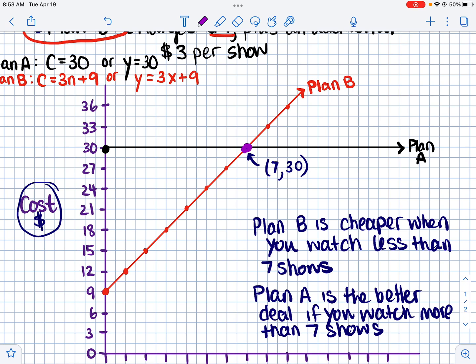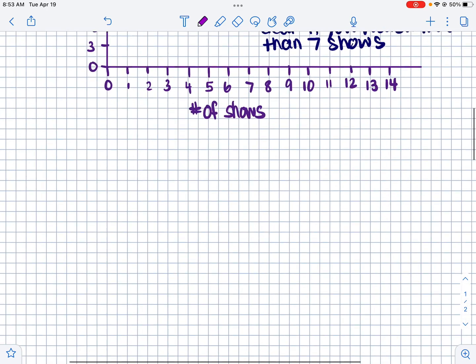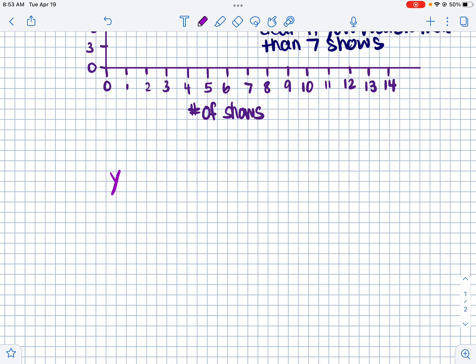So in the example on this page, I did show how to do it algebraically, but that's kind of a grade 10 skill. But I'm just going to show you anyways. So for anybody that does want to know, if I have an equation like y equals 30, and I want to know where it is going to intersect with this relation, 3x plus 9, that's the one we just did.